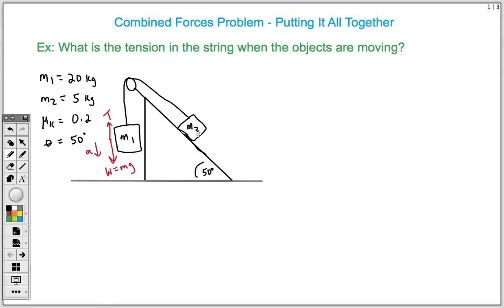For the free body diagram for mass 2, I'll put that in green, we have our weight force, we have our normal force, we have our x and y components of gravity. Don't forget that. Whenever you have an angled vector, you need to break it into its x and y components.